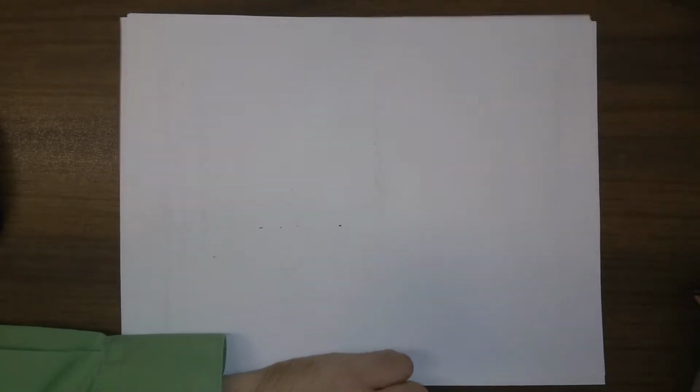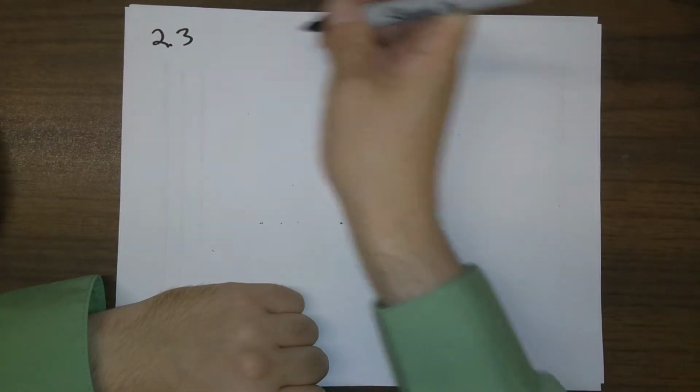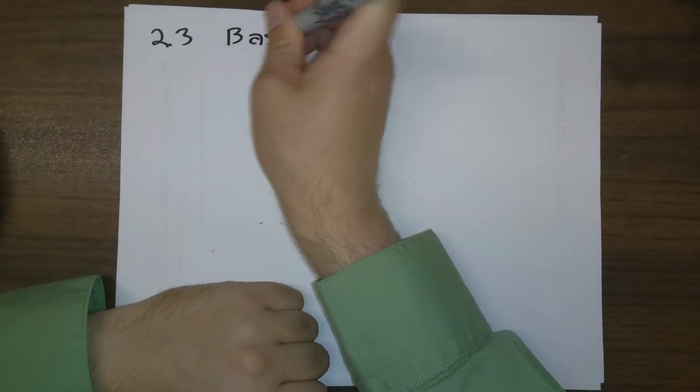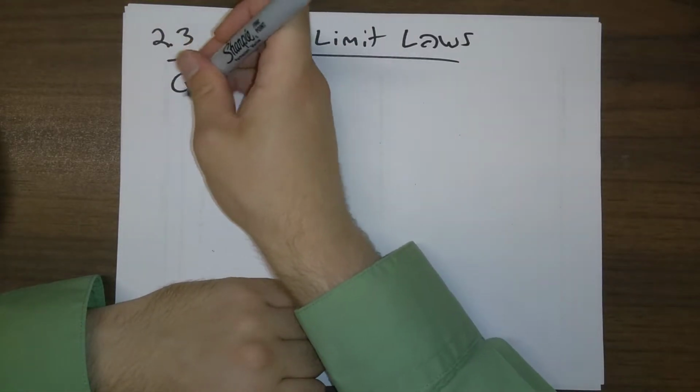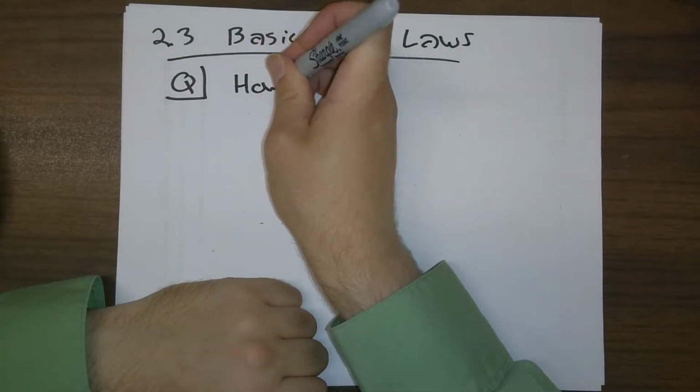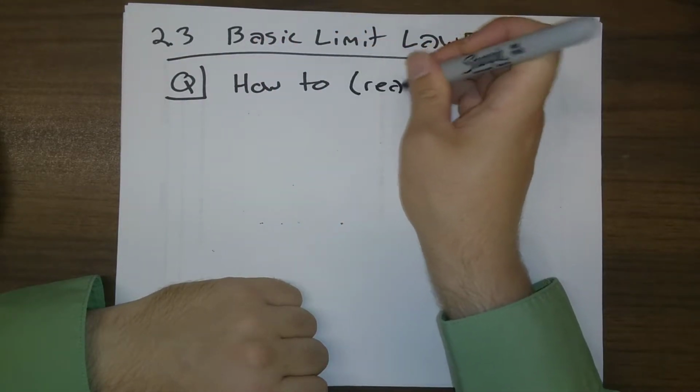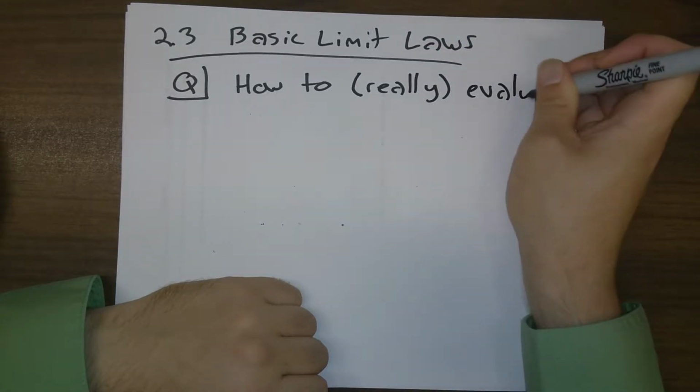Hello, let's start off section 2.3, where we're going to start answering a question of how to evaluate limits. So in the previous section, we did it kind of informally with pictures and with data, but we couldn't say for certain exactly what the answer is. And so in this section, 2.3, basic limit laws, we're going to start answering the question of how to really evaluate limits.